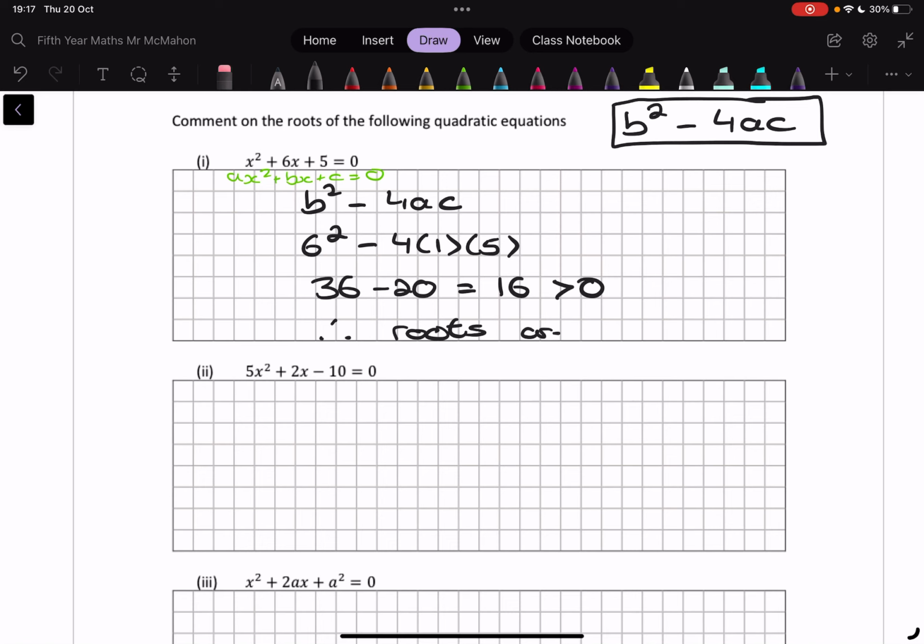We have real. And we have two distinct real roots. So two different real roots.